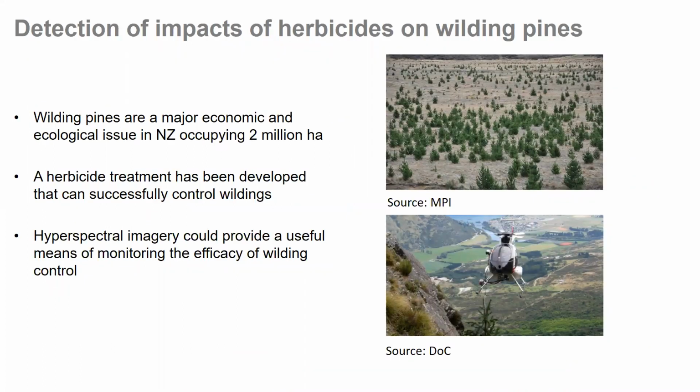Changing gears a little, I would like to discuss the use of hyperspectral imagery to detect wilding pines. Wilding pines are a major economic and ecological issue in New Zealand and occupy 2 million hectares, which is larger than the plantation estate. Scion has developed an effective herbicide treatment for controlling wilding pines, and this is proactively being used by DOC. Monitoring of control is necessary to determine whether repeat herbicide applications are required, and hyperspectral imagery could provide a useful means of monitoring the efficacy of wilding control.